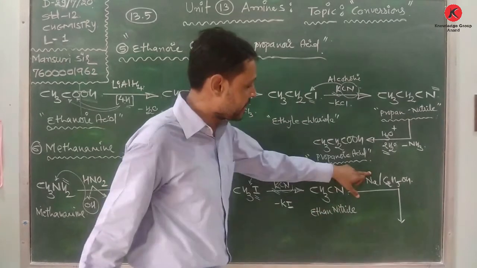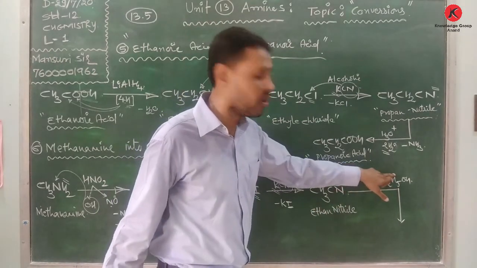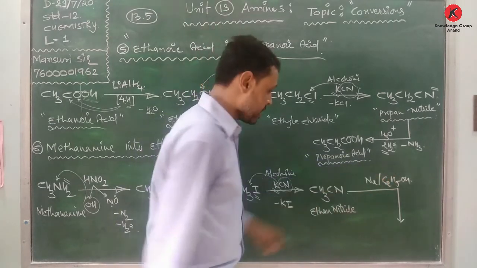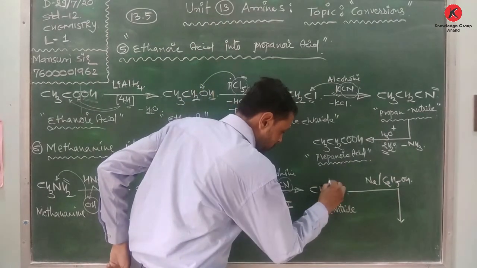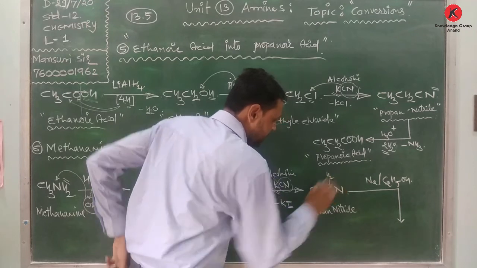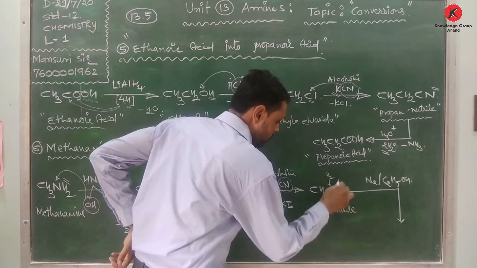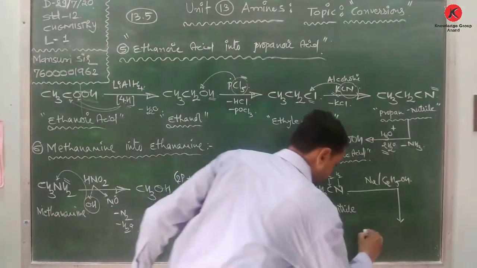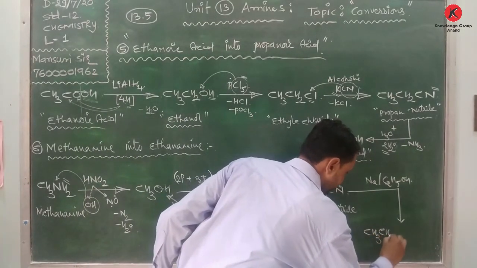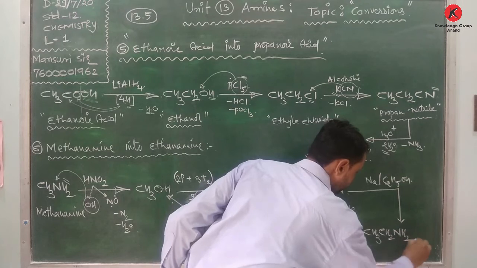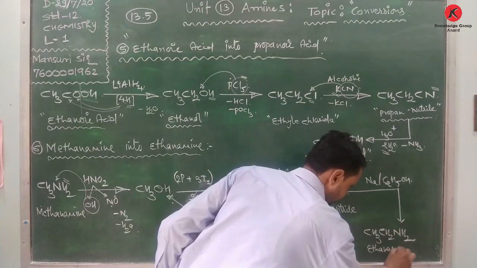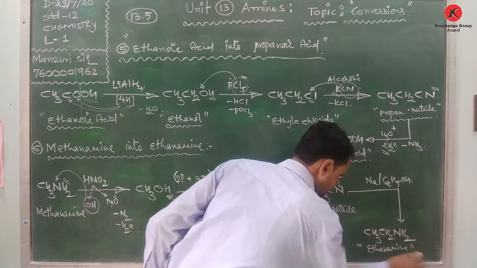When sodium metal is kept in methanol, then hydrogenation is carried out. That is why 2 hydrogen is going toward this carbon and 2 hydrogen going toward the nitrogen. That is why CH3, CH2, NH2, this is my ethanamine which is obtained.